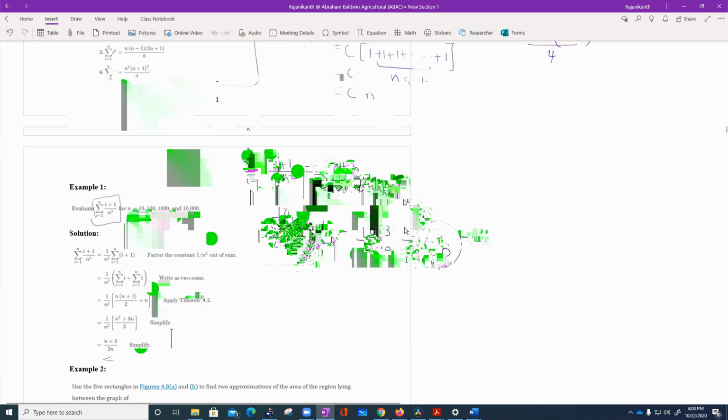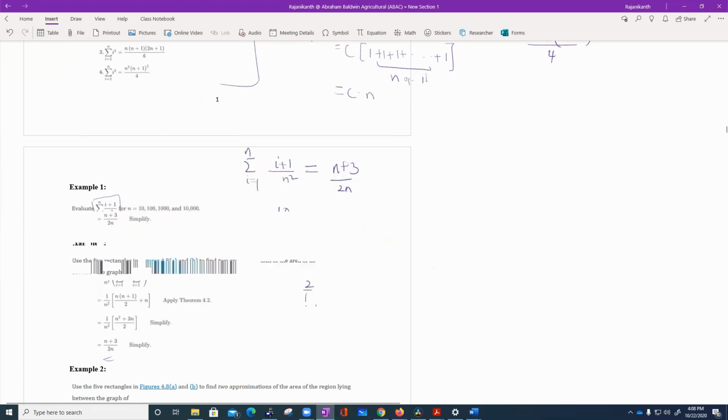Okay, so if i is 1, you will get 1 plus 1, which is 2 over 10 squared, plus if i is 2, you will get 2 plus 1, which is 3 over 10 squared, plus 4 over 10 squared, and all the way up to when i is 10, you will get the last term, which is 10 plus 1, which is 11 over 10 squared. So this is the explanation of the summation notation on the left side.